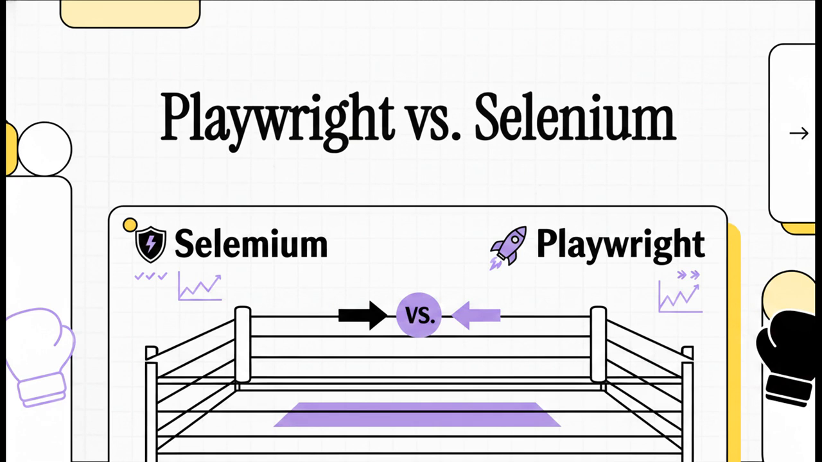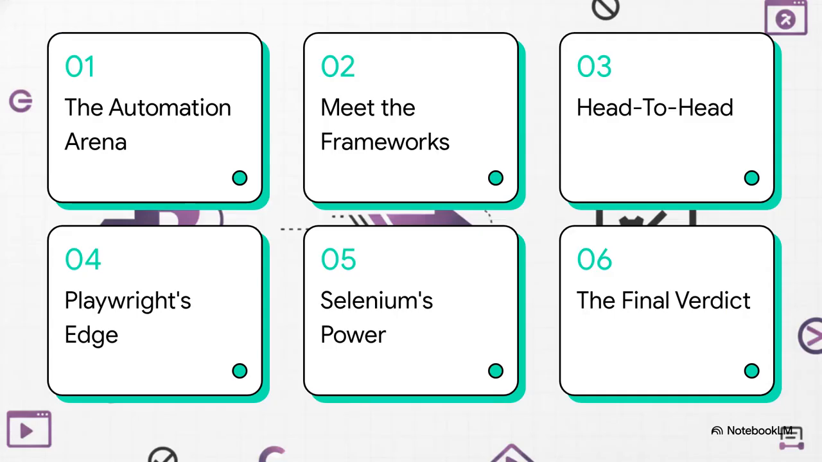In one corner, we've got the established, battle-tested champion, Selenium. And stepping into the ring against it with a sleek, thoroughly modern approach is the challenger, Playwright. Choosing how you automate your web testing is an absolutely critical decision, so we're going to break down exactly what sets these two titans apart. Okay, let's dive into this.